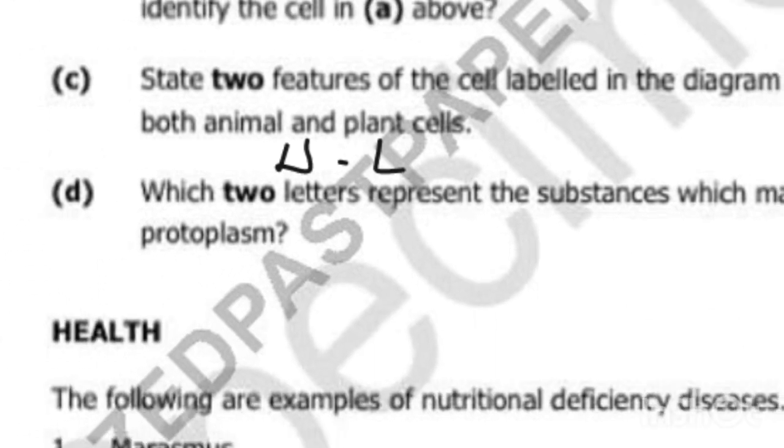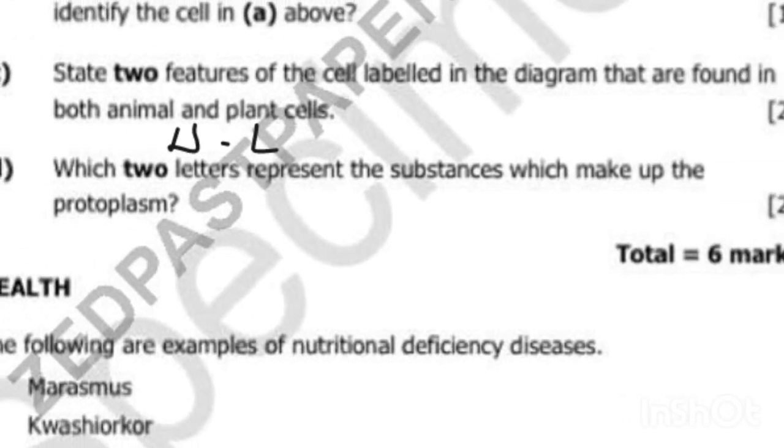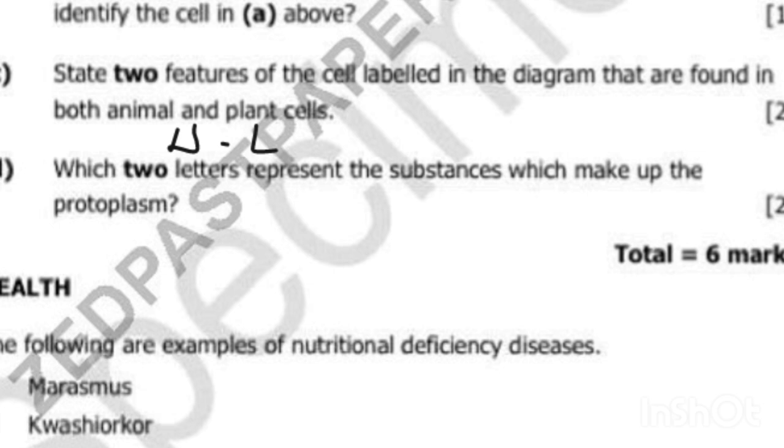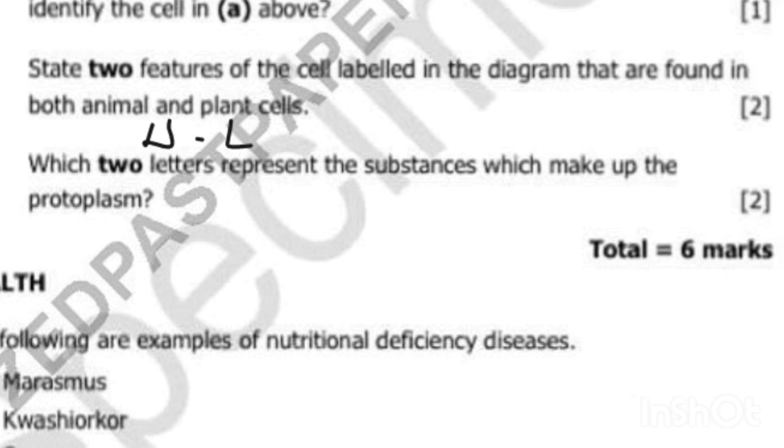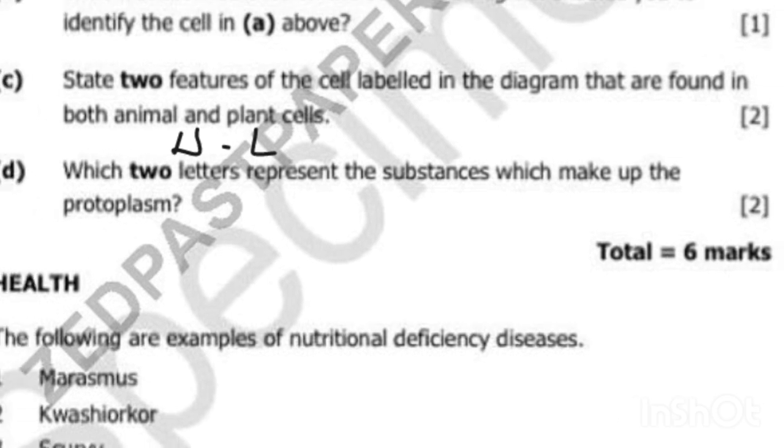We go to D. Which two letters represent the substances which make up the protoplasm? So two letters, it's N and L, because the nucleus is not labeled. So it's the cytoplasm and the cell membrane.